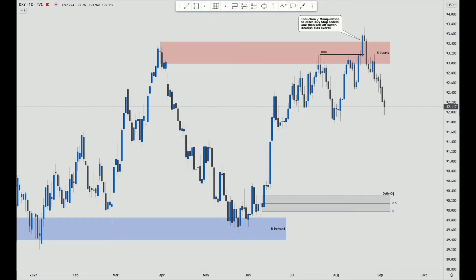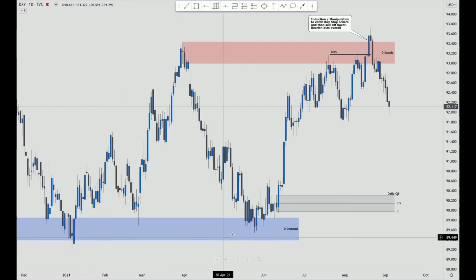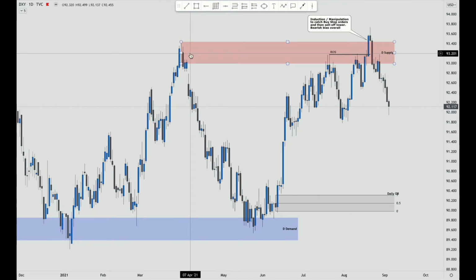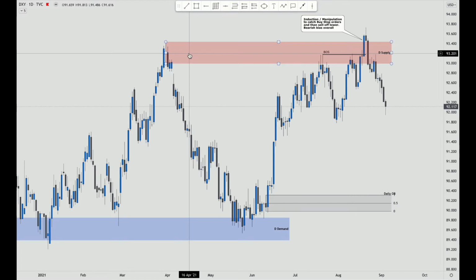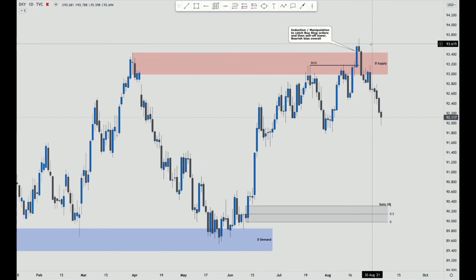From the daily chart, we can see that this area of demand was then respected, tapped into the 50% and moved on to the new area of daily supply at 93,200. What that means is that we've now retested this zone once again, made a lower high and then briefly pierced through that level of daily supply.